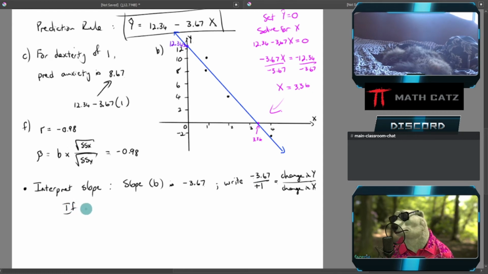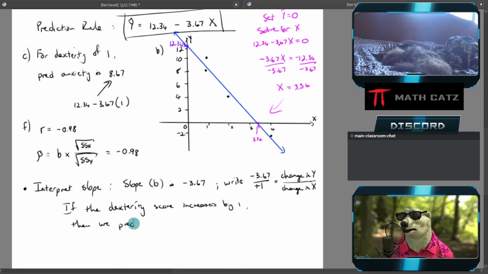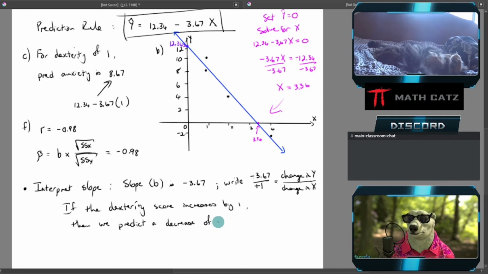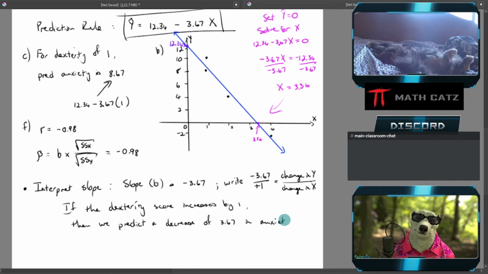So we're going to say that if, now x is dexterity, if the dexterity score increases by 1, then we predict a decrease of 3.67 in anxiety. Whatever scale is used, of course. It's very important, I feel, to be able to interpret these numbers that I see in the prediction rule.